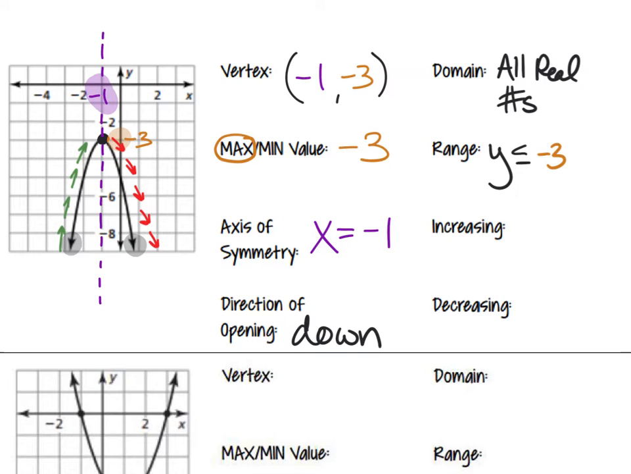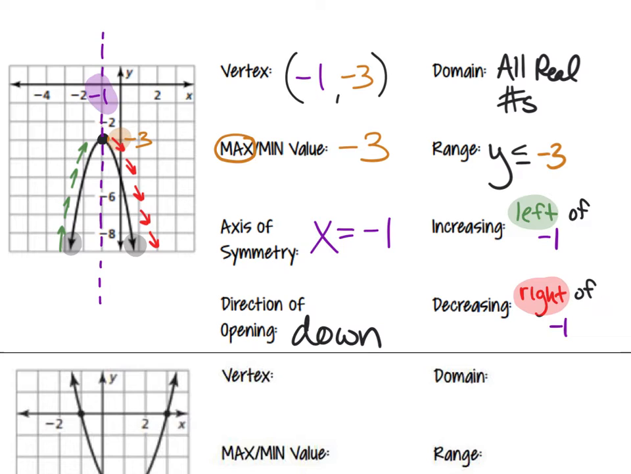So are we going up on the left side or on the right side of the vertex? Left. So we would say we're increasing on the left of the vertex, but we're just going to say the value -1. That's where we're going uphill, on the left of it. And which side of -1 are we going down? On the right side. That's where we're decreasing or going down. On the right side of -1.